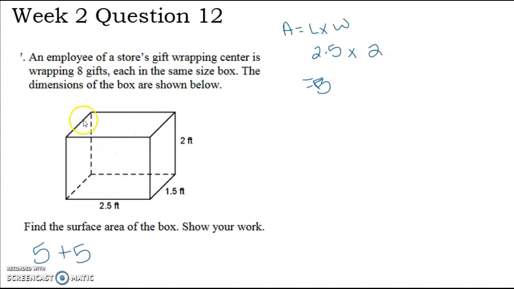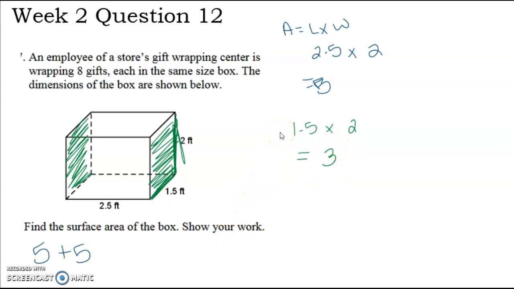So another thing that I know is on the left-hand side, this one over here, it's the same area as the one right across from it. So let's go ahead and find the area of one side, and then we'll know the one across from it. So again, area is length times width. In this case, it's this base, which is 1.5 times this top one, which is 2. Now I do just happen to know that 1.5 times 2 is 3.